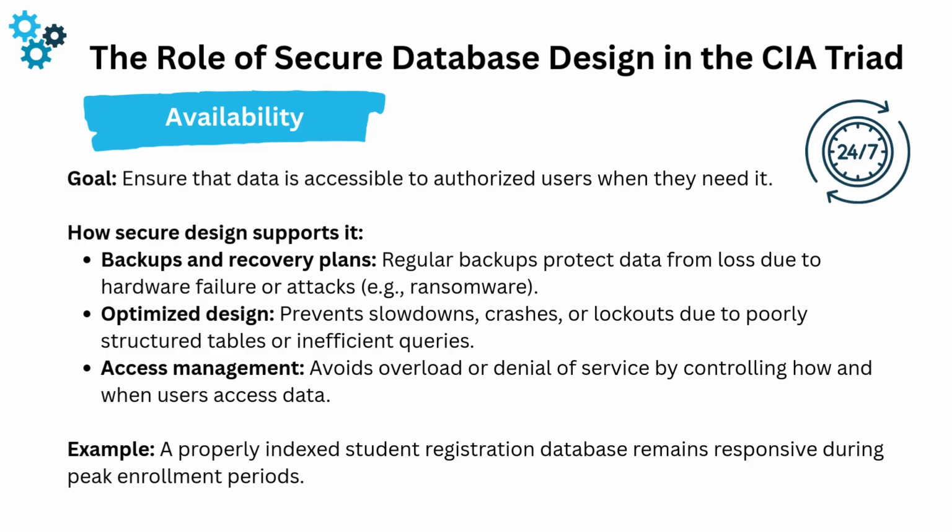Availability. The goal of availability is to ensure that data is accessible to authorized users when they need it. Some examples of how we can support this include backups and recovery plans, optimized design, and access management. An example of ensuring availability includes a properly indexed student registration database that remains responsive during peak enrollment times. That means that the system is readily available when it's needed.